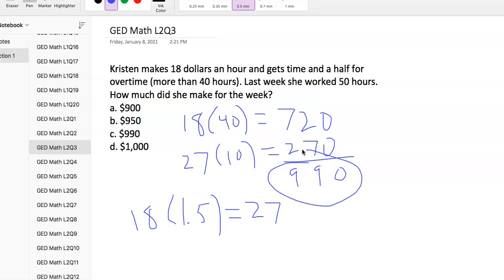And so her total for the week is going to be 990. There it is right there. Answer choice C. So hopefully that made sense. Perhaps it takes a little bit of practice.